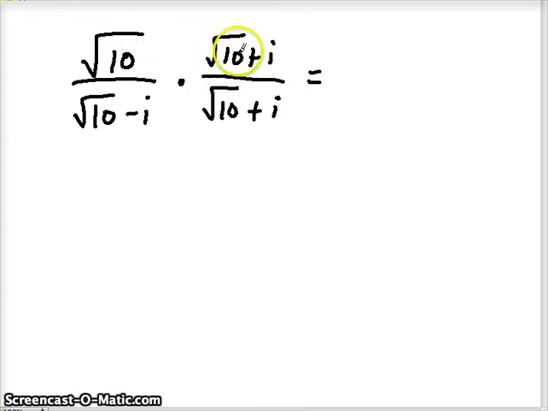The square root of 10 times the square root of 10. Well, that's the square root of 10 squared. So that undoes the radical and we're left with what's underneath, 10. And then the square root of 10 times i gives us positive square root of 10 i. Well, really the i is written in front, which is weird.